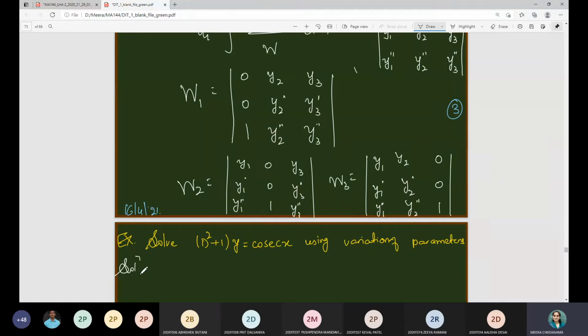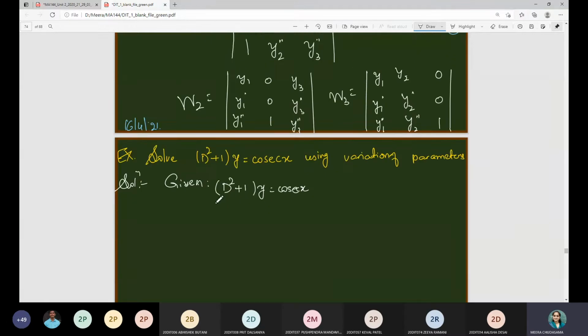So first, we have to find its complementary function, right? So the given equation I will write first. The given equation is (D² + 1)y = cosec x. In that case, what is R of x? R of x is nothing but the right-hand side function, that is cosec x. Suppose I give this as equation number 1. Then the first step is to find the complementary function. To find the complementary function we will require the auxiliary equation. So tell me what will be the auxiliary equation of 1?